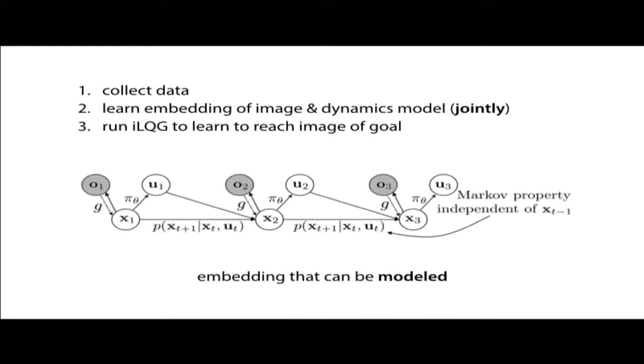Okay, so the way that this works, and the way that they learn this embedding and the dynamics model jointly, is, let's revisit our graphical model here. In this case, the O's are observed, and they're learning both the embedding G as well as the model P of x_{t+1} given x_t and u_t. And I'll go back to the board.